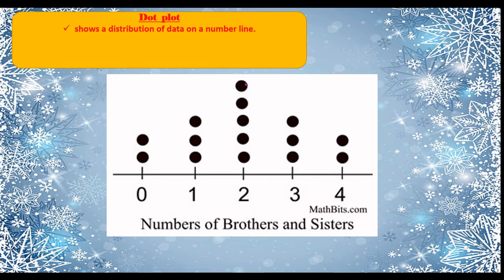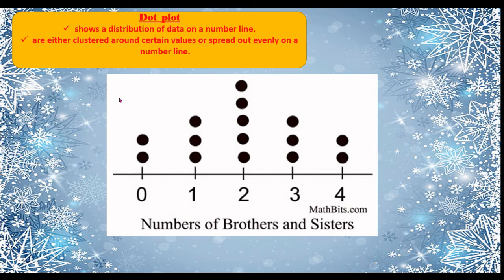After that, when you have your number line, you can transfer all your frequencies to the dot plot by putting dots on the numbers. Like here, I got no brother and sister, with two respondents, so I can put two dots here. If two respondents have two brothers or sisters, you can transfer your data here as well.